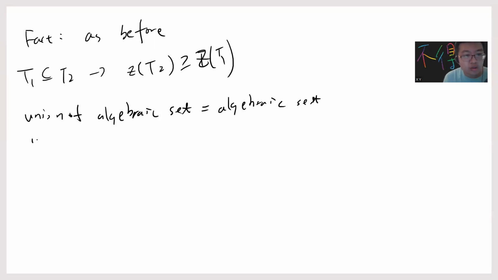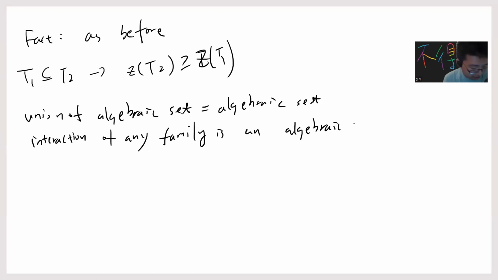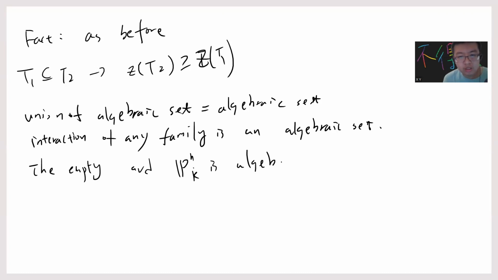Okay, and also you can check the intersection of any family is an algebraic set. And you can also take the empty set and the whole space. So the whole space, this means P^n_K itself, is an algebraic set. These are all similar to the affine variety.